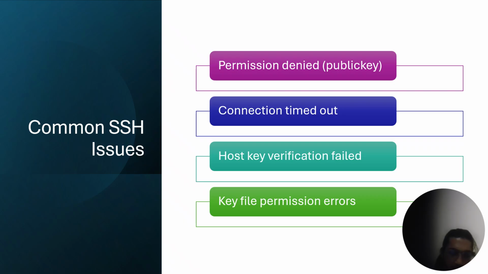Host key verification failed: it occurs if your instance's IP has changed or there is a mismatch in your known hosts file. Key file permission error: this happens if your key file has incorrect permissions. SSH will refuse to use it. Running chmod 400 key.pem usually fixes it. These are some of the issues that may arise while trying to connect to your EC2 instances.